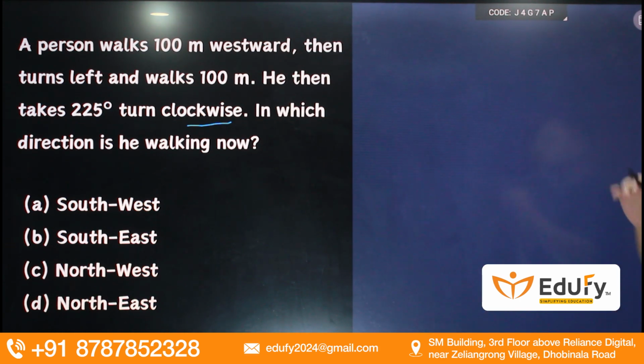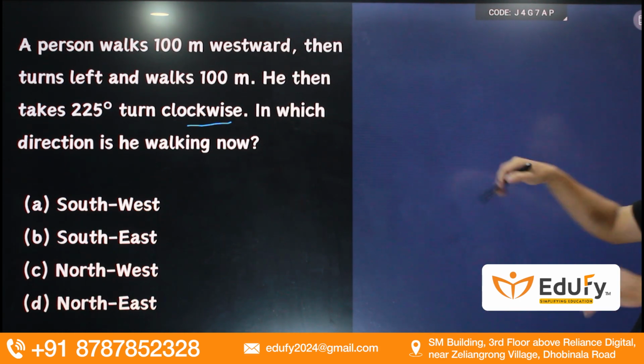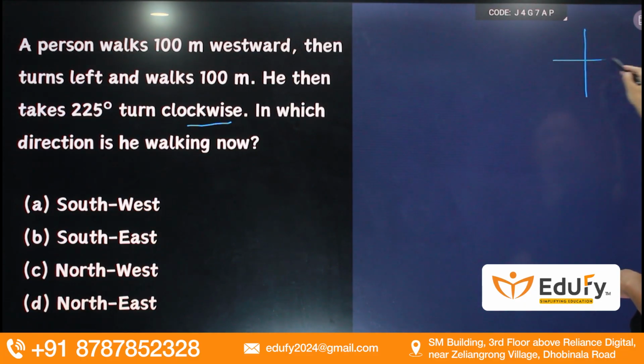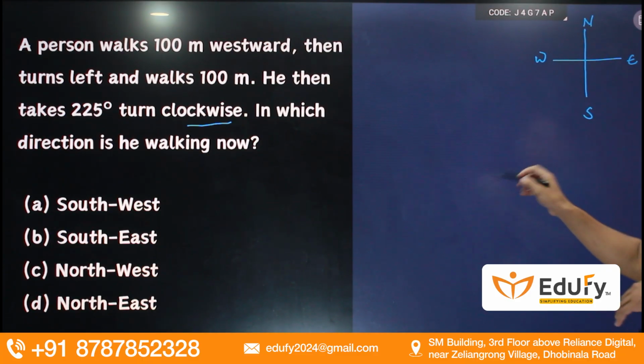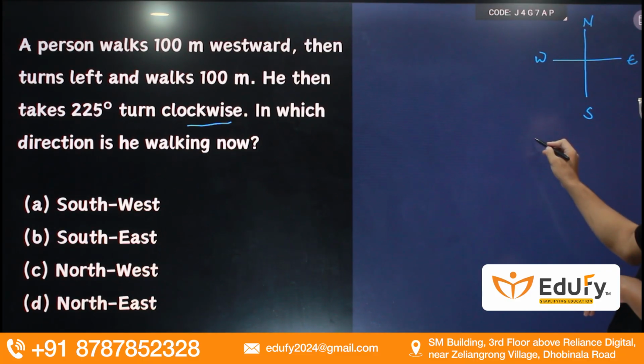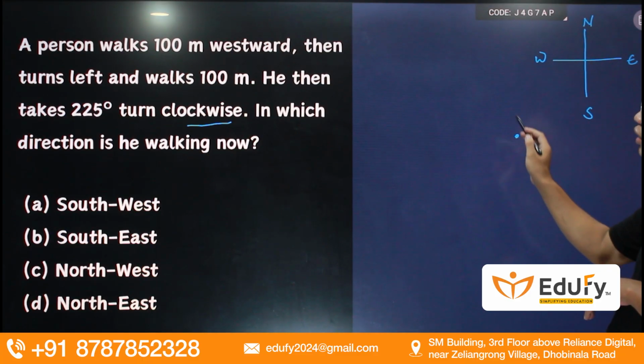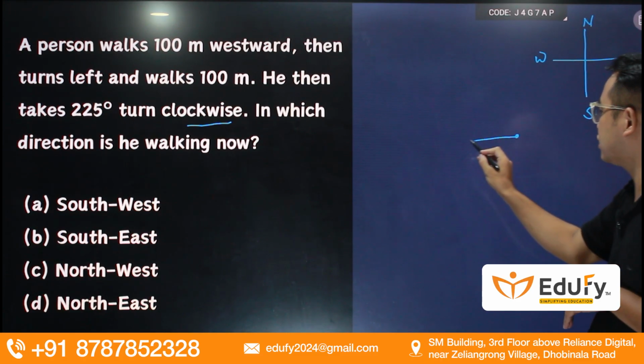Now, a person walks 100 meters westward. That means west direction. Whenever we try to solve these questions, we make east, west, north, and south. Now, westward means obviously in this direction. So let's say the person is here. Now 100 meters west, so I'm going in this west direction.